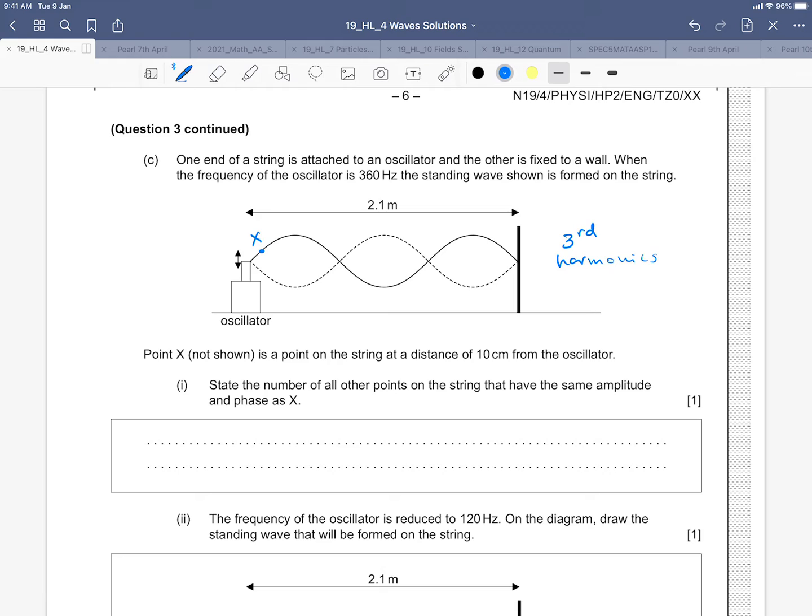We have to state the number of all the points on the string that have the same amplitude. Same amplitude is going to be this point there, this point there, this point there. There are also 2 points down here that have the same amplitude, but they won't have the same phase as X. They won't be oscillating in phase, they'll be completely out of phase. So we remove those, and we just have those other 3 points that are going up and down with the same amplitude, completely in phase with X.